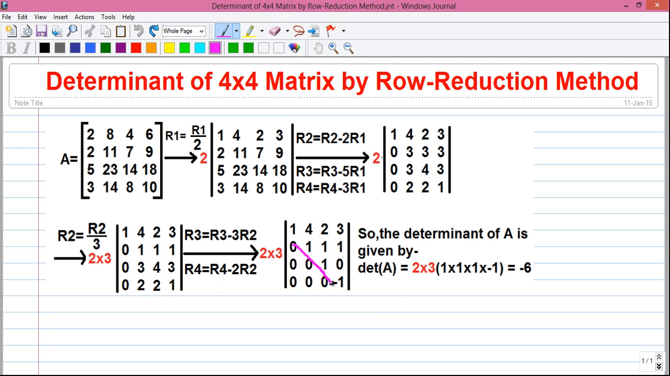So since we have obtained a lower triangle of zeros, our calculation part is done. We'll find the determinant, which is given by the product of all the elements in the diagonal into any outside values. So that is equal to 2 into 3 into 1 into 1 into 1 into minus 1. So that is equal to minus 6. This is our required determinant.